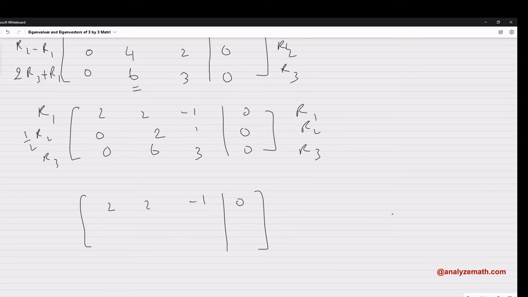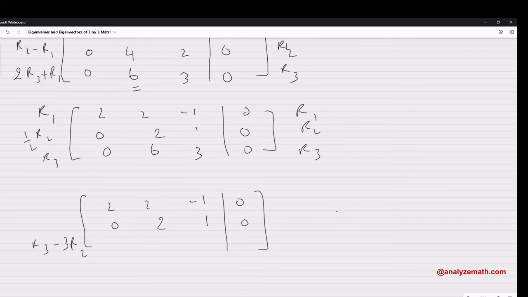Now keep R2, of course, again, 2, 1, and 0. And now here we're going to put R3 minus 3R2. Why minus 3? Because look, 6, I need minus 6. So the only way is to multiply this by negative 3, so 6 minus 6 gives me 0.